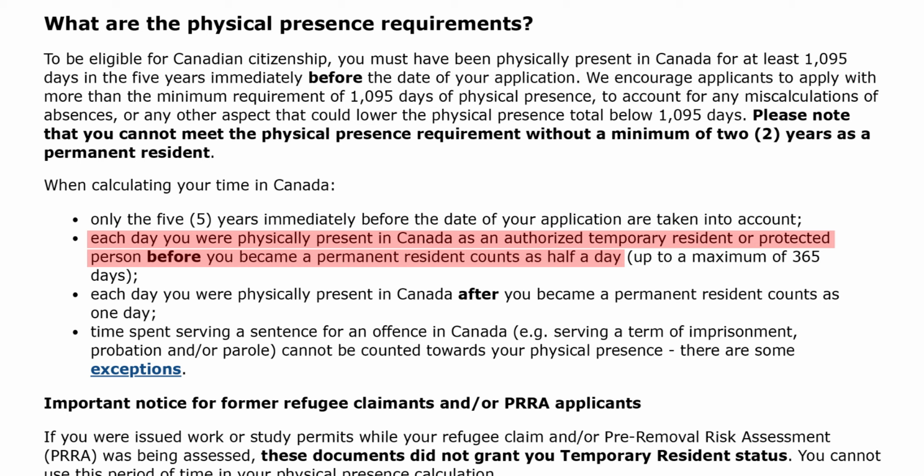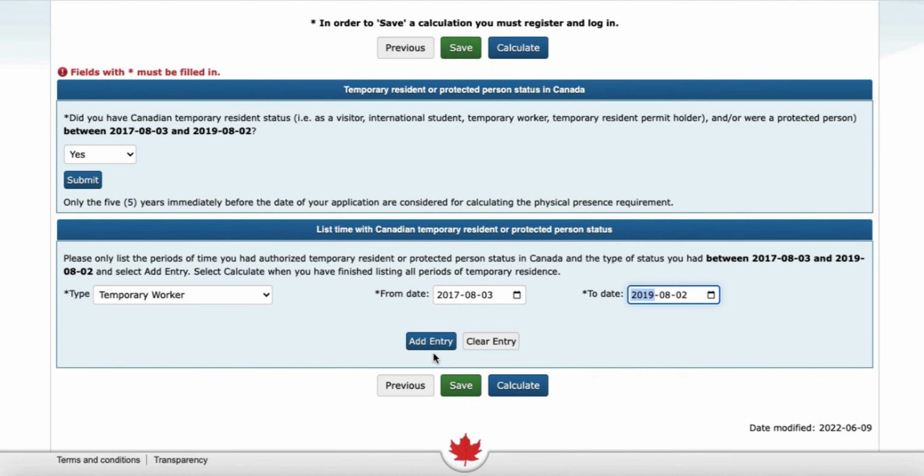Therefore, in order to get the maximum 365-day credit, you need to be physically present in Canada as a temporary resident for at least 730 days during your eligibility period. You should declare all time spent in Canada during your eligibility period. This will allow you to count the maximum number of days that you were physically present in Canada on your application. List all absences, even if you come back the same day.